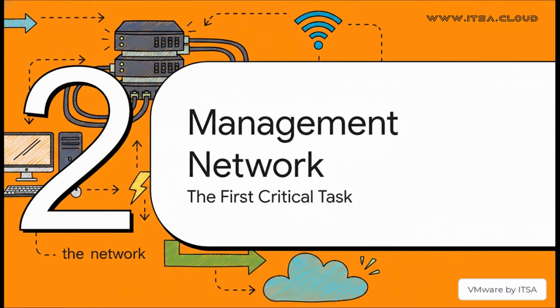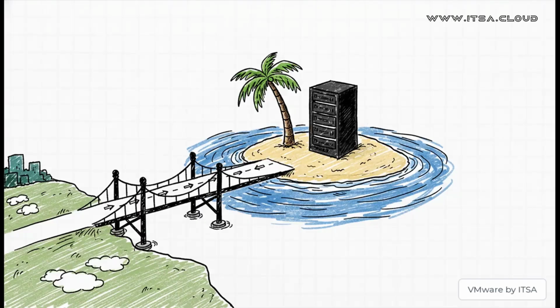Okay, so you're logged in. What is the absolute number one first thing you need to do? It's getting that host talking to the network. Why? So you can get out of the cold server room and manage it from the comfort of your own desk. You know, this metaphor is just perfect. A new ESXi host is a completely isolated island. It has no way to talk to anything. When you configure its management network, you're essentially building a bridge to the mainland. You're giving it the IP address it needs to connect to everything else. Without that bridge, it's just a very expensive, very lonely box.